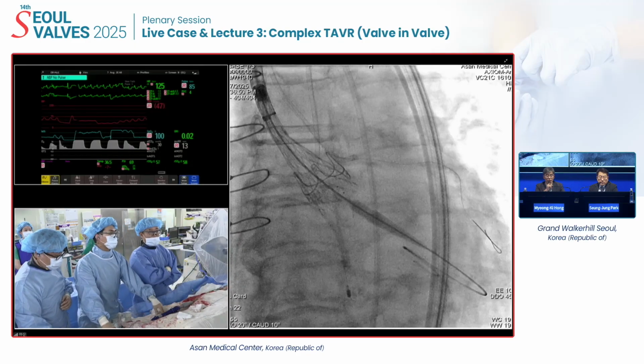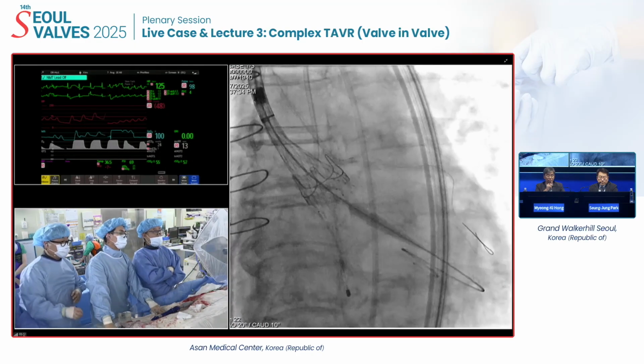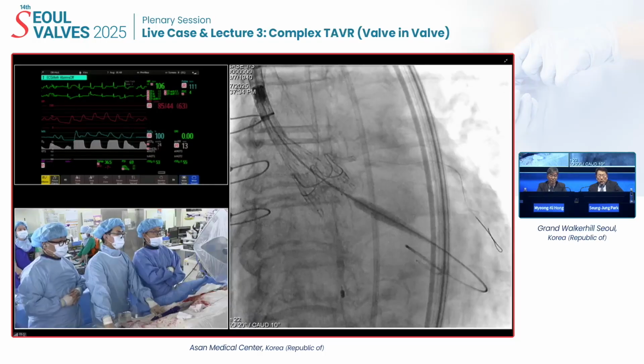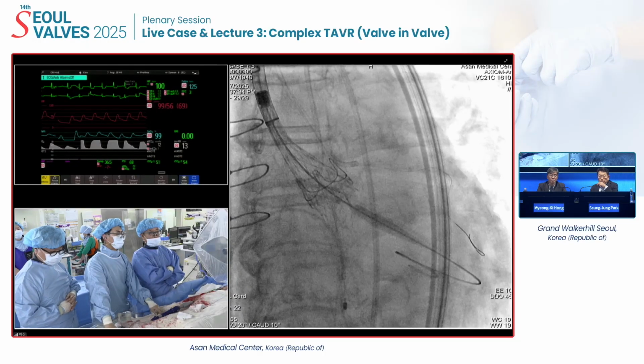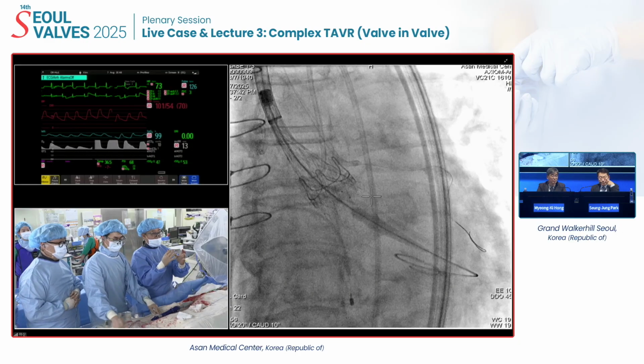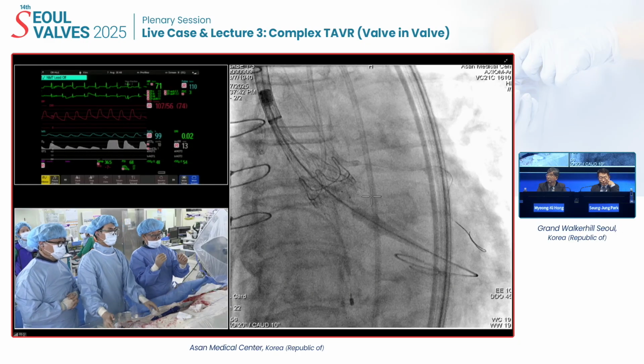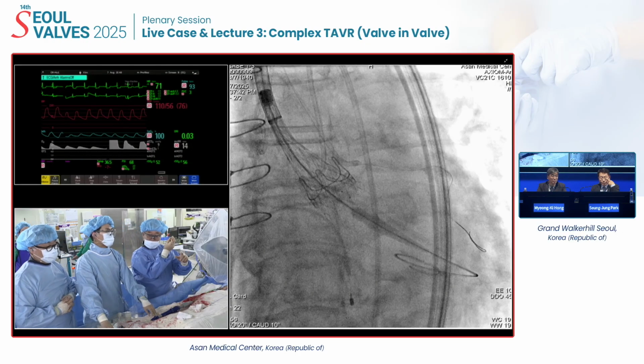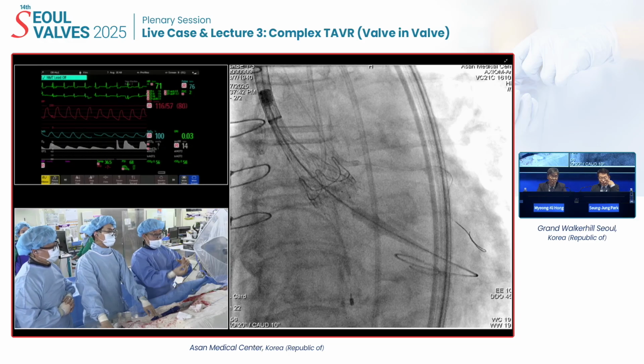Okay, it's time to check with the angiogram. Absolutely. Yes. This position is better than before. And yes, I think because of the very narrow space, if I try for the exact position, the valve device slips down and slips up.